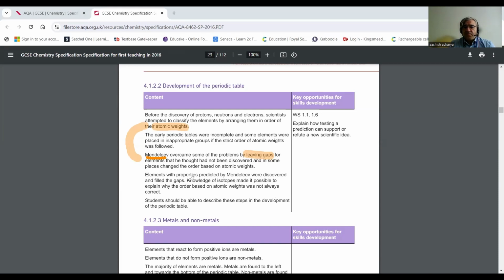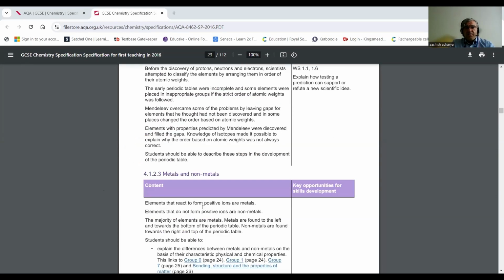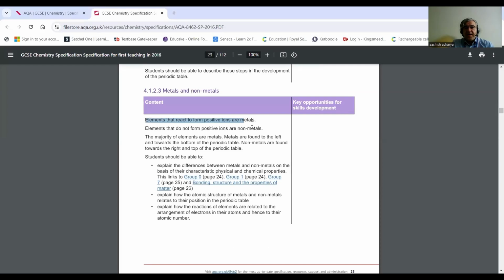It's saying here, knowledge of isotopes made it possible to explain the order based on atomic weights not always being correct. You can have some isotopes which are heavy, and if we were going by atomic weight, they would end up in the wrong group. So this is also backing up Dmitry Mendeleev's idea of leaving gaps. Let's move forward. Elements that react to form positive ions are metals, and they form positive ions because they lose electrons. Elements that do not form positive ions are non-metals, and they tend to form negatively charged ions.